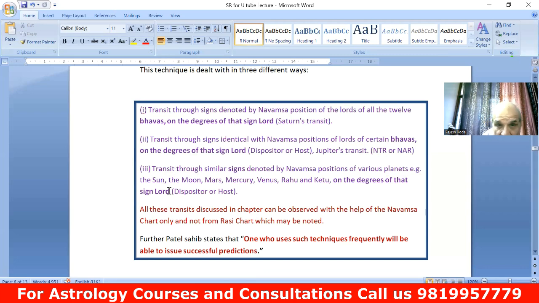And then he says, now it's important: all these transits discussed in the chapter can be observed with the help of the Navamsha chart only. Repeat, Navamsha chart only, not from the Rashi chart. Further, the golden line written by Patel Sahib is: one who uses such techniques frequently will be able to issue successful predictions.